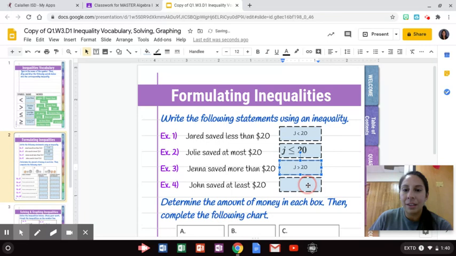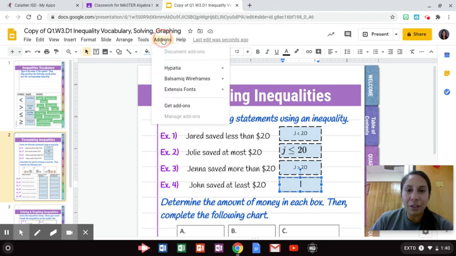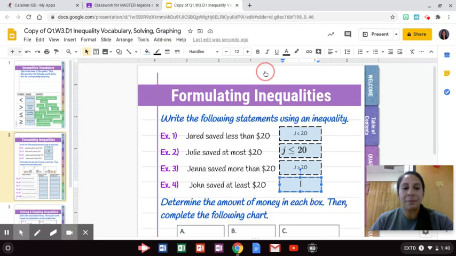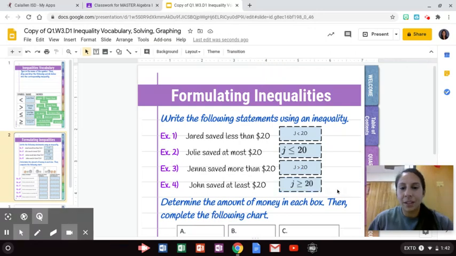Okay, the last one, for example 4, John saved at least $20. If he has at least $20, that means that he has $20 or more because that's the least amount that he has. I mean, that's the lowest amount that he could have. So he has that amount or higher. So in our add-ons, we're going to go back over here to Hypatia and insert text. Okay, so John saved at least $20. It's J is greater than or equal to 20.